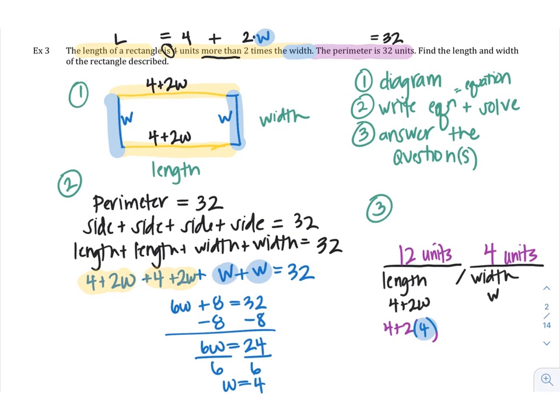And you can always check your answer in a real world type problem, because let's think about this. If I have a rectangle and I say this is 12 and 12, 4 and 4, I know the whole thing sums to 32, and it does. So that's how you check your answer. So your final answer is the length is 12 units and your width is 4 units. And that completes Day 1 notes.